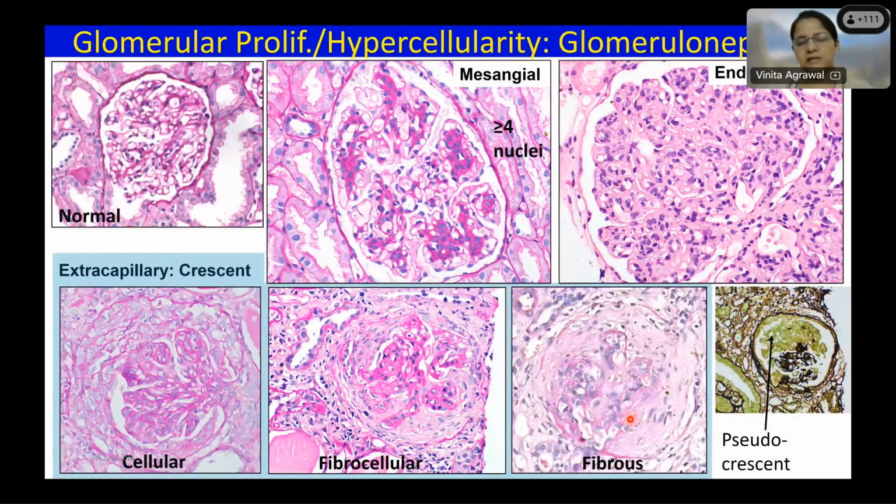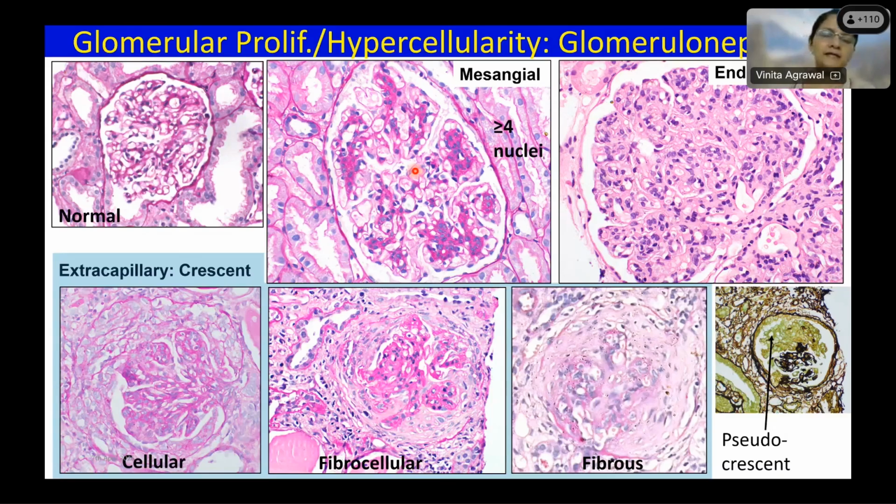You need to distinguish a crescent from a pseudocrescent. What is a pseudocrescent? A pseudocrescent is formed by the proliferation of the visceral epithelial cells which surround the glomerular capillary loops. So this is a parietal epithelial cell, and here is where the visceral epithelial cells sit. The crescent is formed by the proliferation and infiltration of the parietal epithelial cells and inflammatory cells, whereas a pseudocrescent is formed by the visceral epithelial cells.